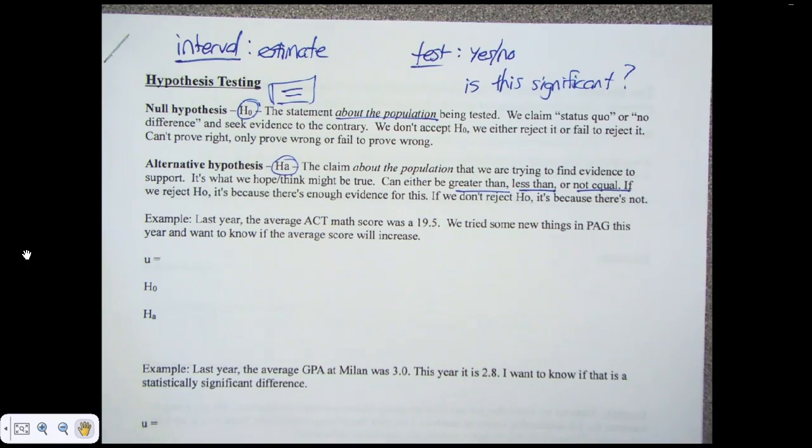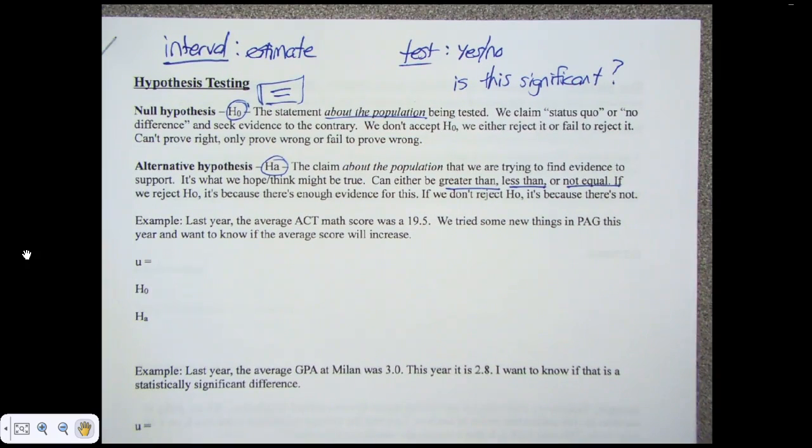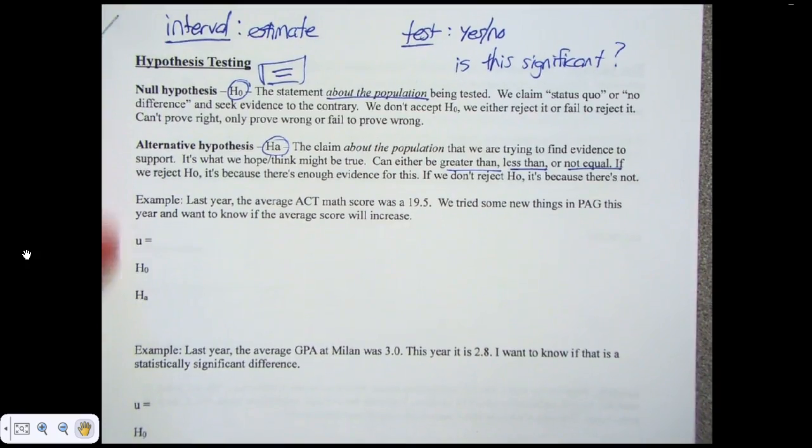We are trying to see if there's enough evidence to support this alternative hypothesis. There might be and there might not, and then that cutoff point is kind of how we determine it. So read through this example for a sec.